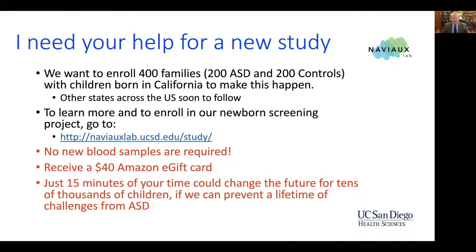So there are no new blood samples. All you need to do is go to our website, naviaulab.ucsd.edu study, take a look, and if you qualify, you'll receive a $40 Amazon e-gift card as a token of our appreciation. It takes only 15 minutes of time. I stress again, there are no new blood samples. We are just testing the dried blood spots that were collected at the time of birth. And so we're looking for children 3 to 10 years of age.